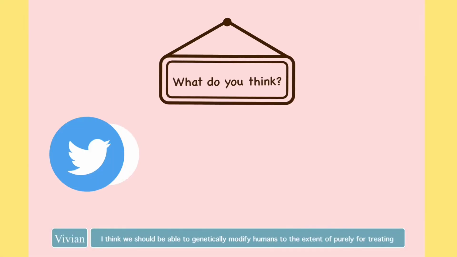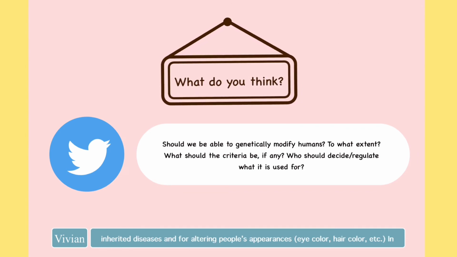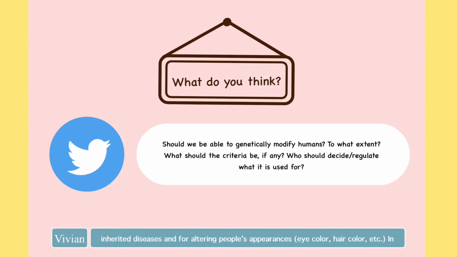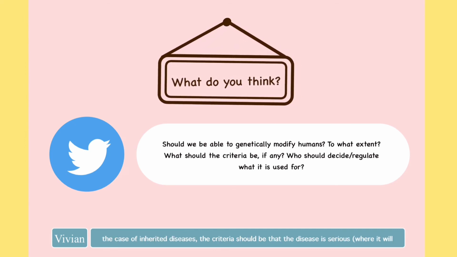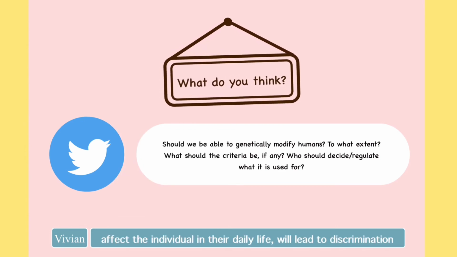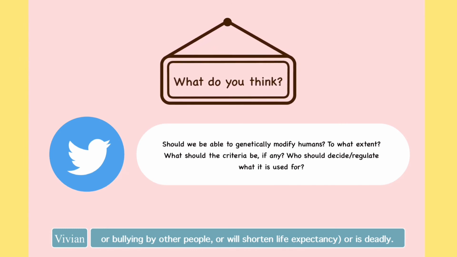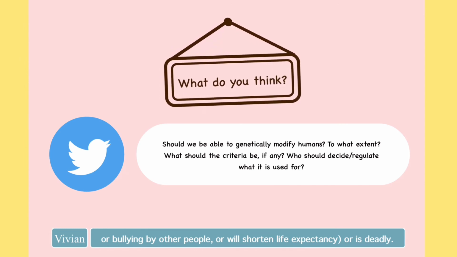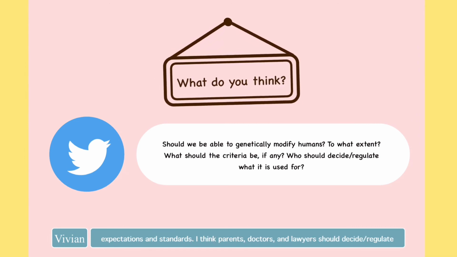I think we should be able to genetically modify humans to the extent of purely for treating inherited diseases and for altering people's appearances, eye color, hair color, etc. In the case of inherited diseases, the criteria should be that the disease is serious, where it will affect the individual in their daily life, will lead to discrimination or bullying by other people, or will shorten life expectancy or is deadly. Regarding appearances, it should only be for adults in order to avoid unrealistic and unfair expectations and standards.